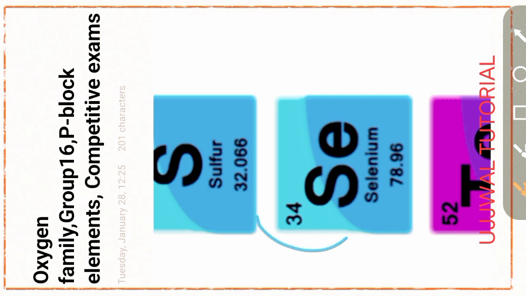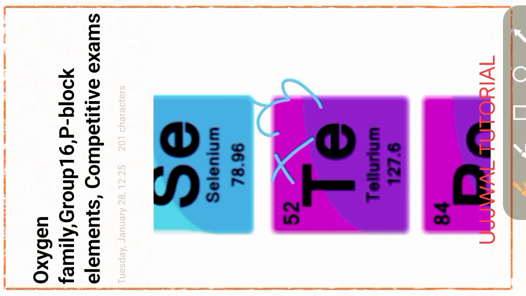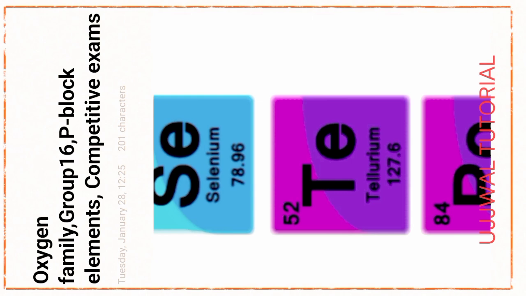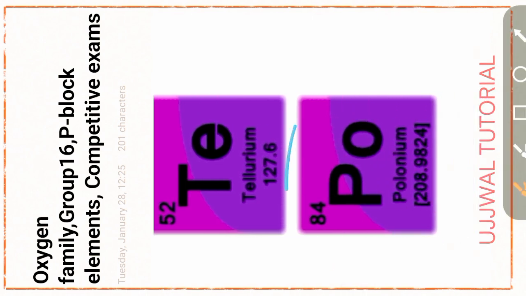The atomic number of tellurium is 34 plus 18 equals 52. Then 52 plus 32 equals 84, the atomic number of polonium is 84.